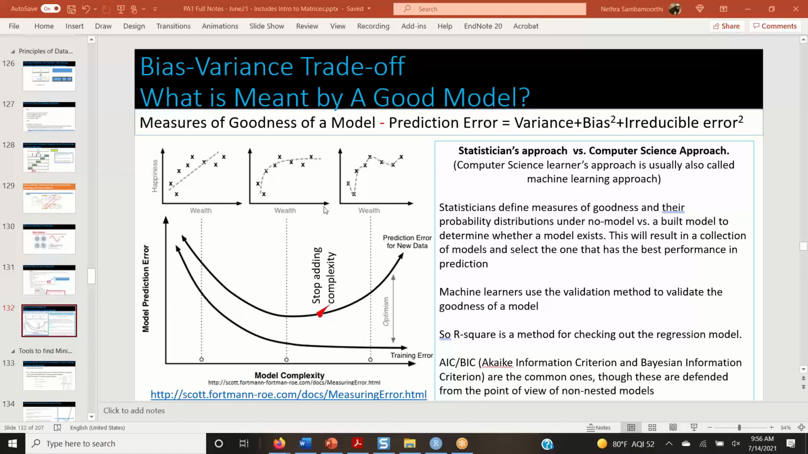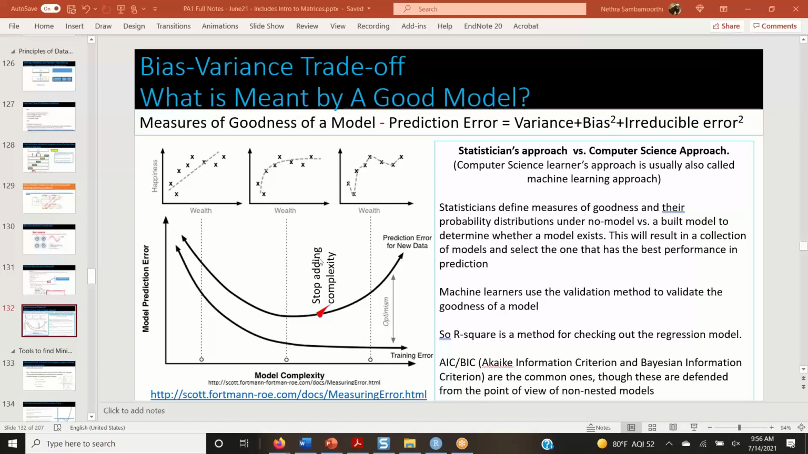Now, which one should we select? What we are saying is that this is the training data set. The error on the training data set will always decrease, always, because you are trying to perfect the model for the data that was given to you.